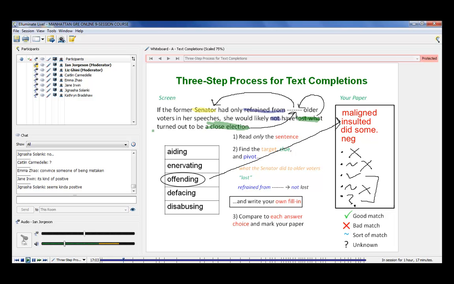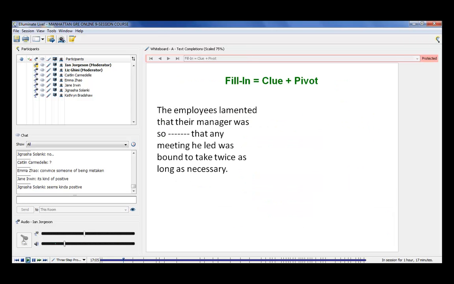So let's practice this a little bit more. Let's see another one. So here we've got a problem. The employees lamented that their manager was so blank that any meeting he led was bound to take twice as long as necessary. Interesting. Okay. Do you guys see any clues?